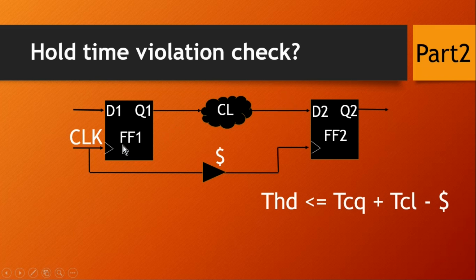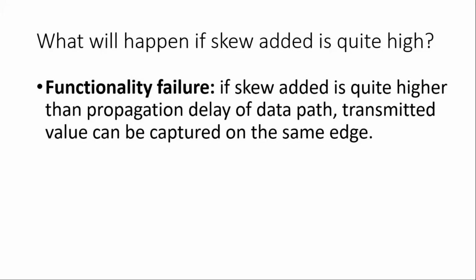Let us say this TCQ plus TCL delay is so small that it is less than the skew on the clock path. Then what will happen? Flip-flop 2 will receive data transmitted by flip-flop 1 on the same edge, and it is a functionality failure. This should not happen. In the other case, when TCQ plus TCL is comparable to this positive skew, it can violate the hold time requirement of flip-flop 2. Friends, there are 3 possible cases if skew on the clock path is quite high. All the 3 cases are failure cases.